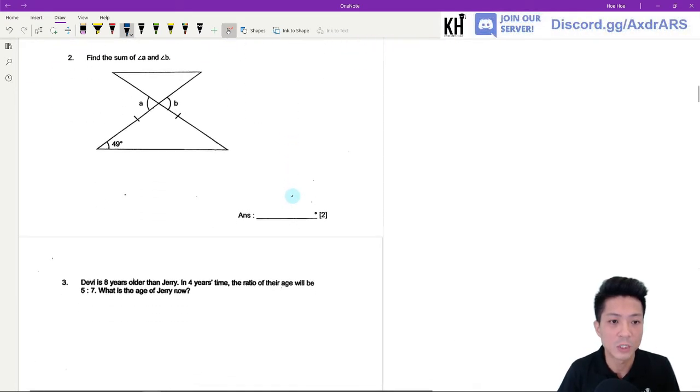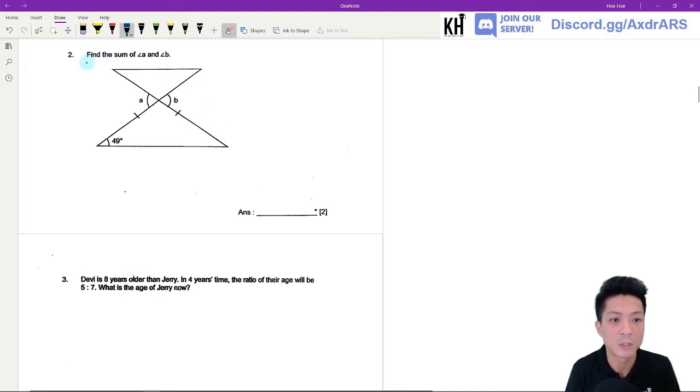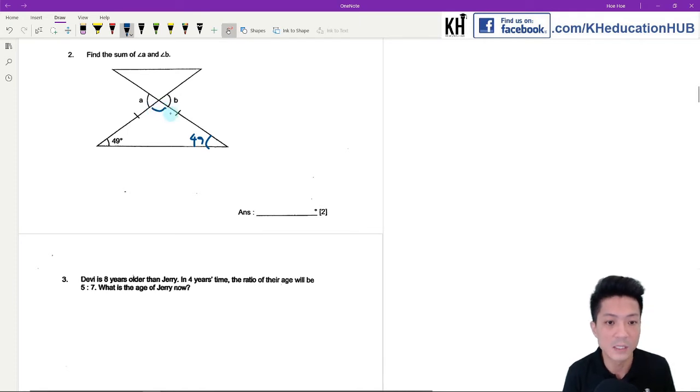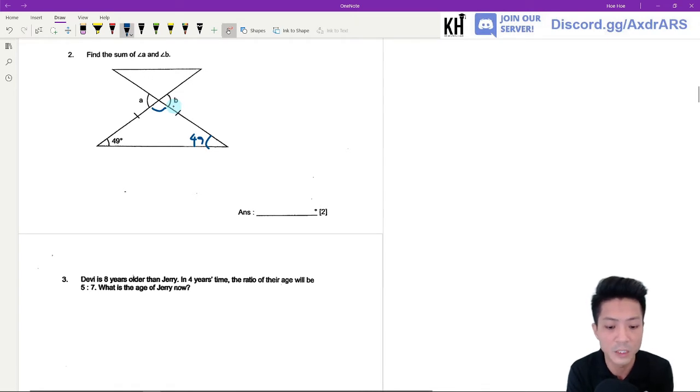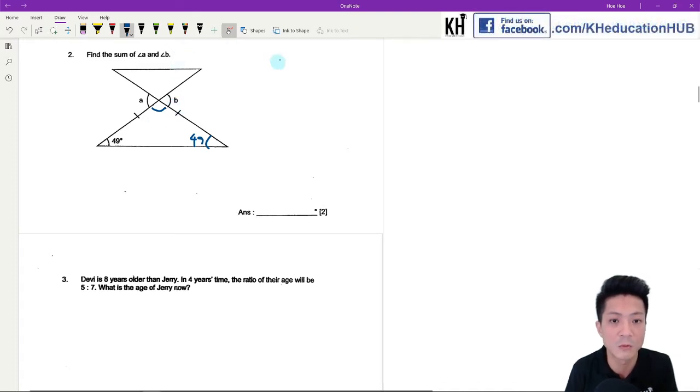Let's move on to question 2. Question 2, find the sum of angle A and B. We know that this triangle is isosceles, so this is 49. Right, we can find what this angle over here is. 49 plus 49, and if I were to minus 180, it's going to give me 82.